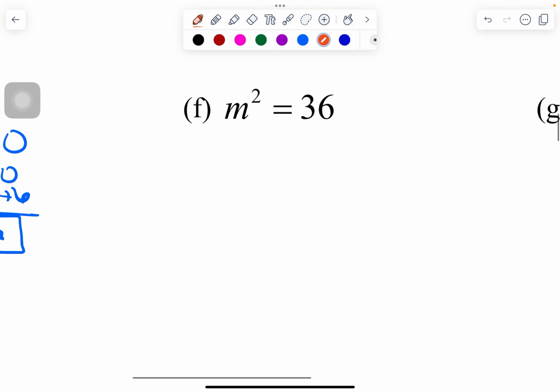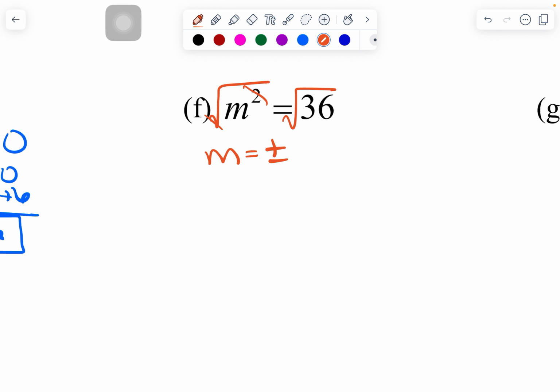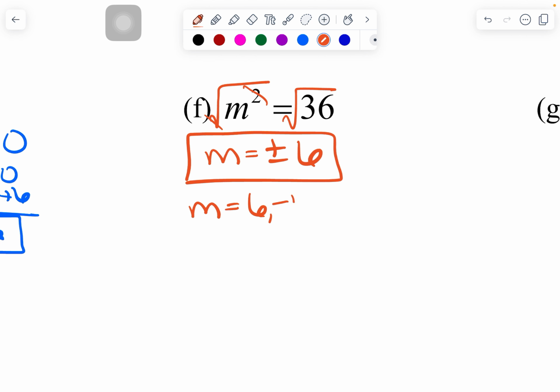Now, part F looks very similar to part E. For this one, though, while it's not equal to 0, I only have this M squared. So I'm going to go ahead and take the square root of both sides. This particular equation is not in relation to anything, so we definitely want to include the plus or minus. Square root of 36 is 6. And it's okay to write your answer as this. If you wanted to write it out, you could tell me M equals 6 and negative 6 and have a little comma there. That's okay too.